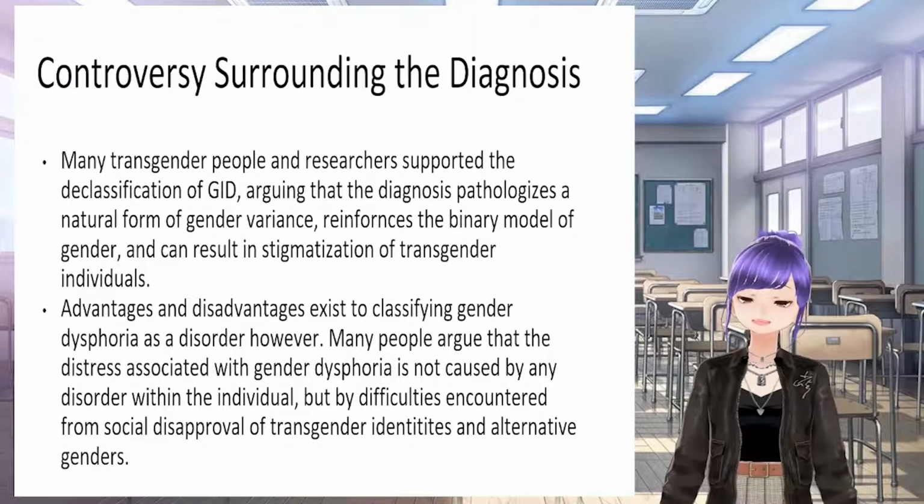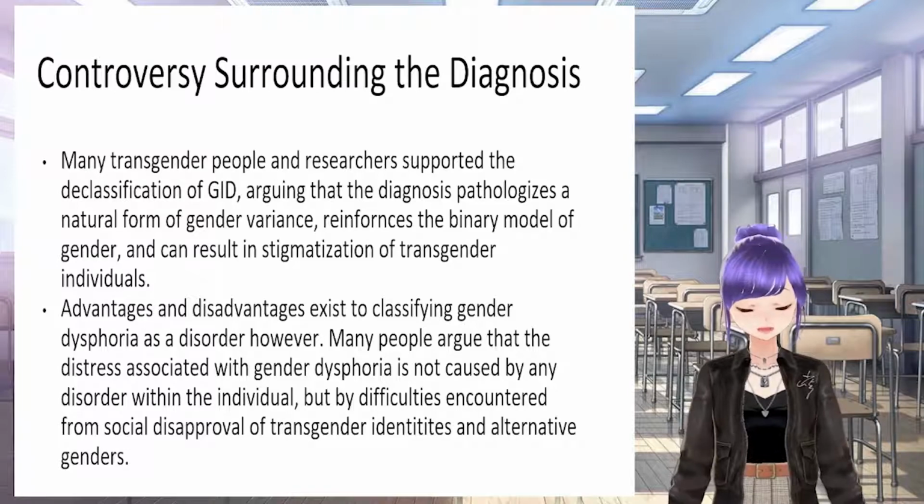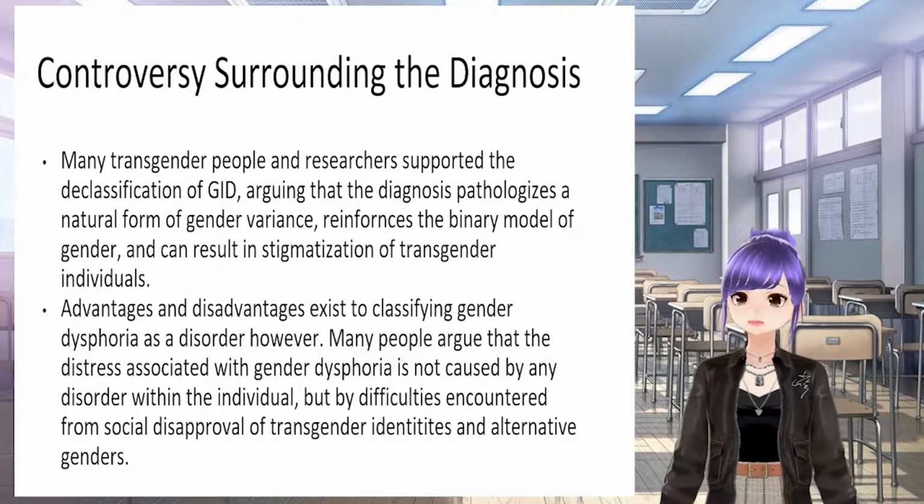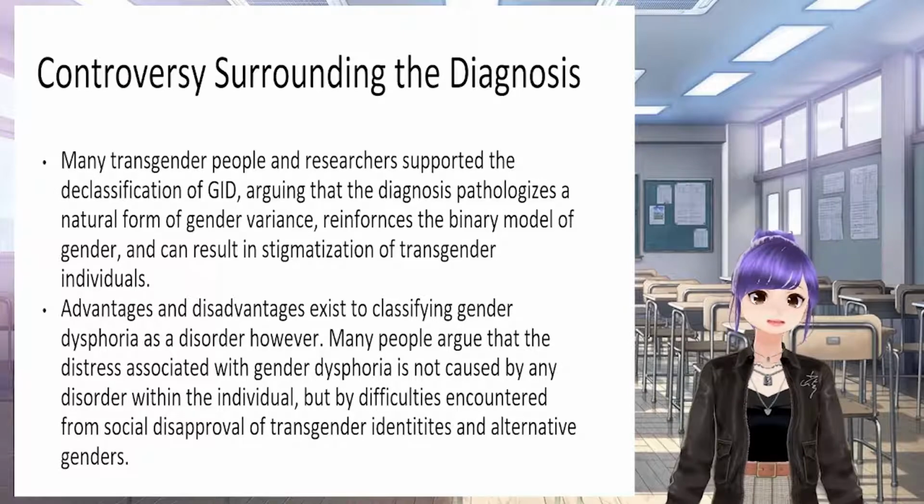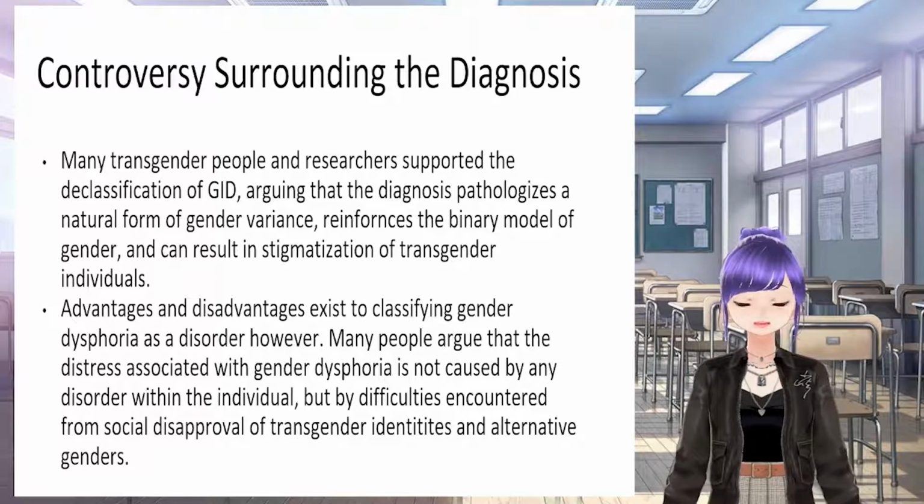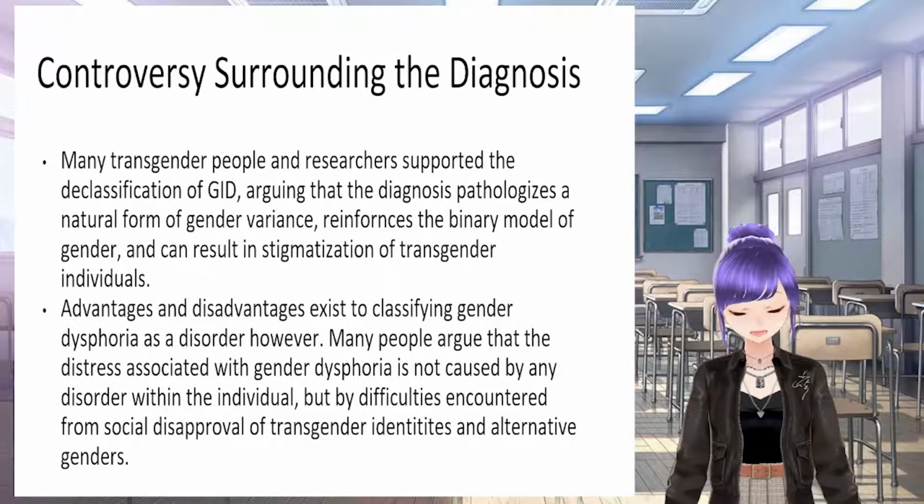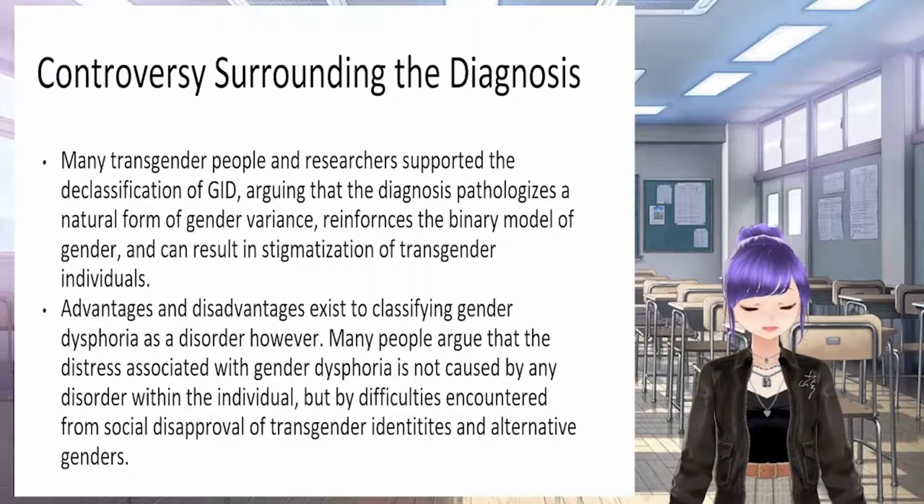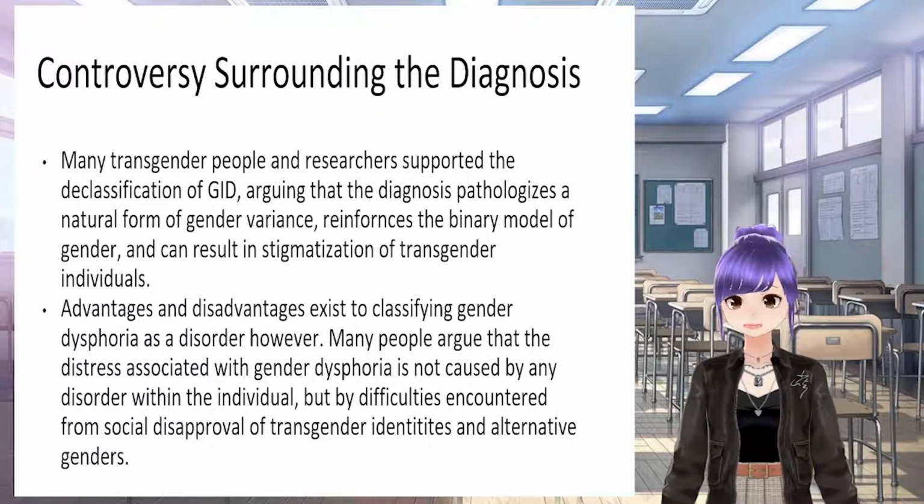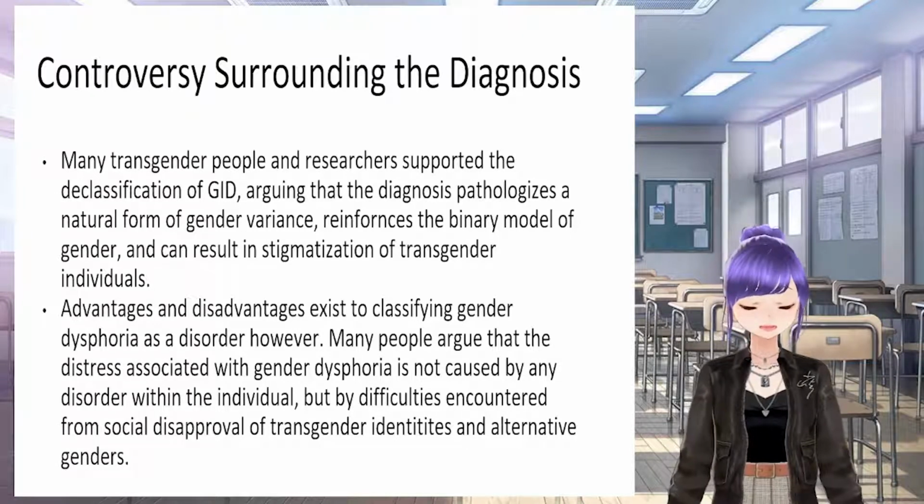Advantages and disadvantages exist to classify gender dysphoria as a disorder, however. Many people argue that the distress associated with gender dysphoria is not caused by any disorder within the individual, but by difficulties encountered from social disapproval of transgender identities and alternative genders. As such, they argue that any form of diagnosis is still stigmatizing and places the problem unnecessarily on the individual rather than on society.